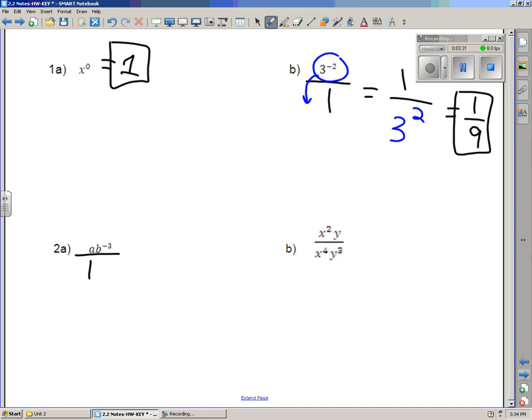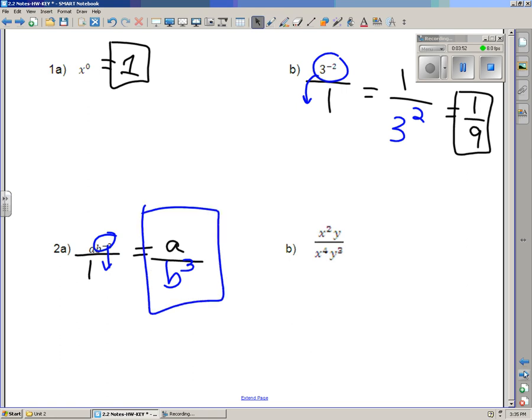2a, make it a fraction, put it over a 1. Circle any negative exponent and its base. All that's circled is b to the negative 3. So what doesn't move is the a that was never circled. What does move is the b. It flips to the bottom and you out the negative exponent. Your final answer should be a over b cubed.